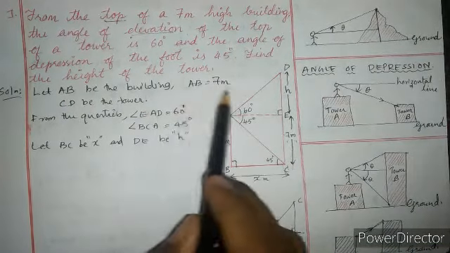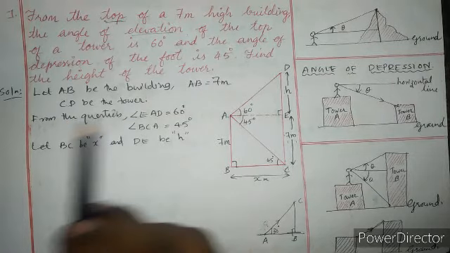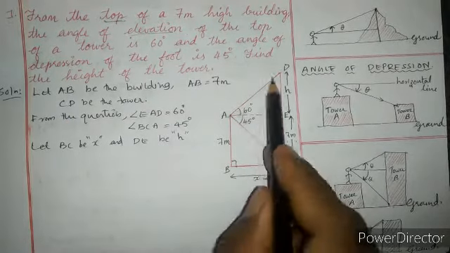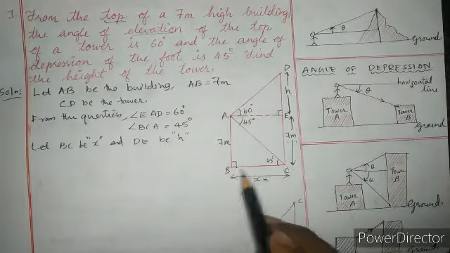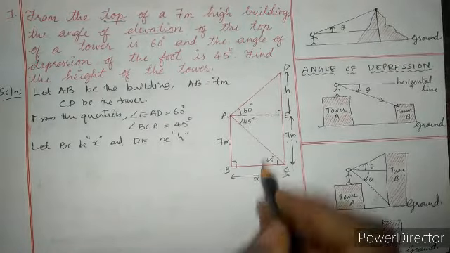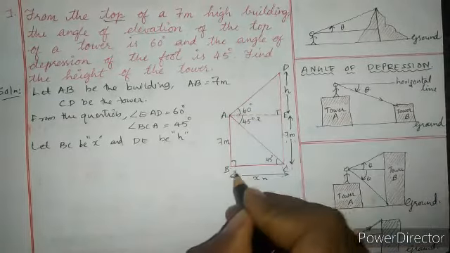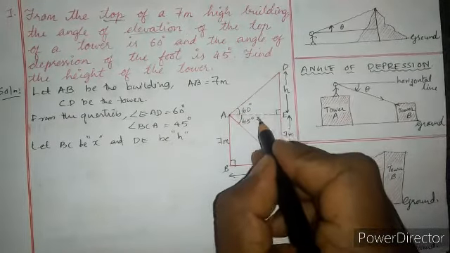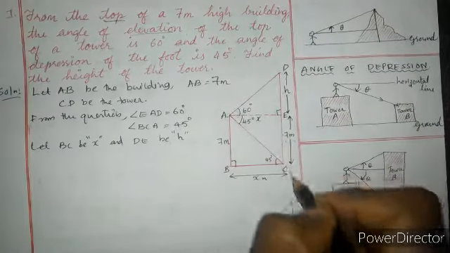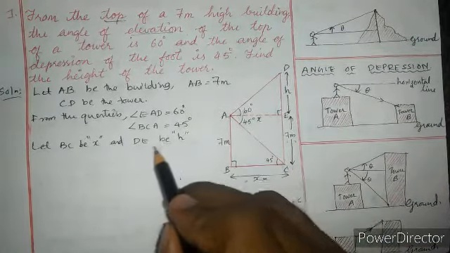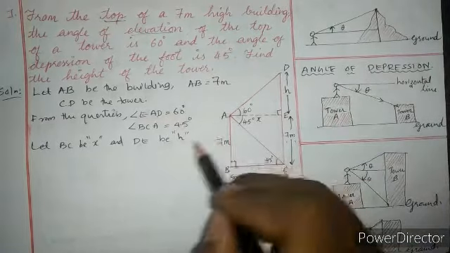Let AB be the building. AB is 7 meter. Then CD is the tower. From the question, you can see this angle is 60 degree and this angle is 45 degree. BC be X. You are taking this BC as X. If BC is X, AE also X होगा ना. BC will be equal to AE. BC X है तो AE X होगा, क्योंकि ये 7 है तो ये भी 7 होगा. It's a rectangle. Okay. So DE we are taking as H. This much you have mentioned.